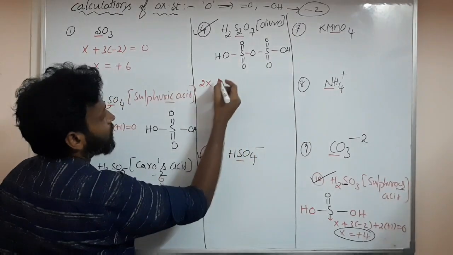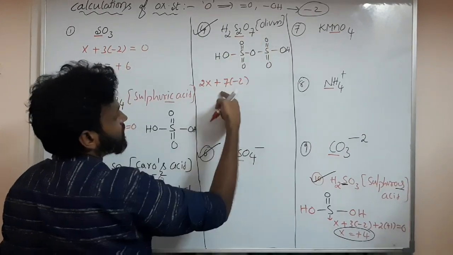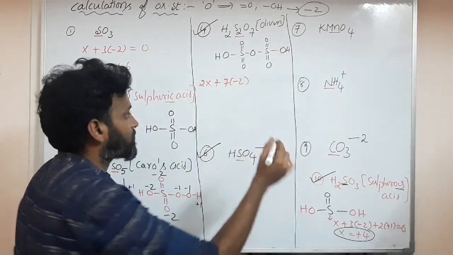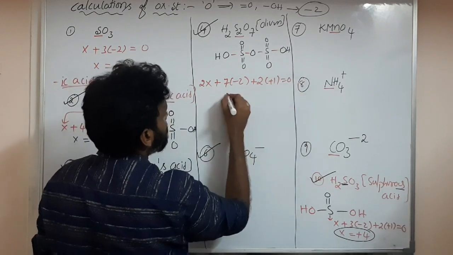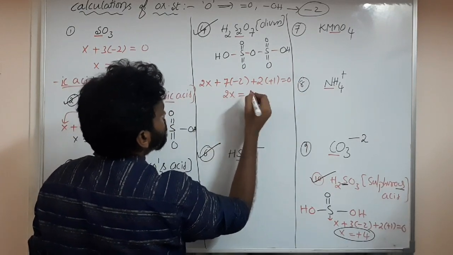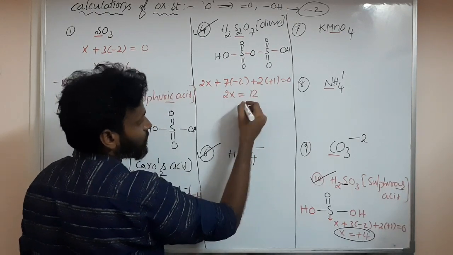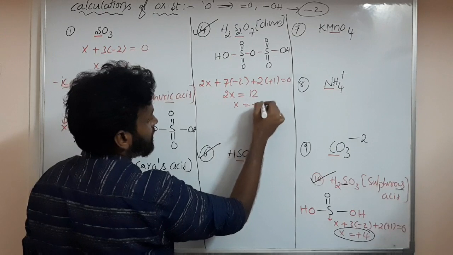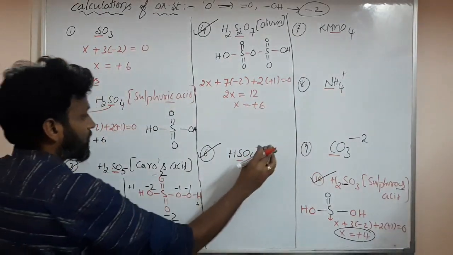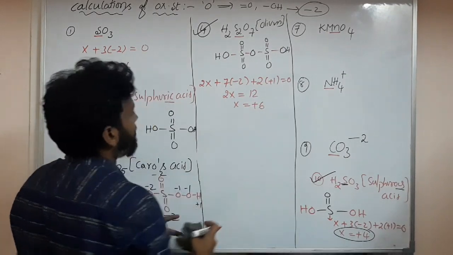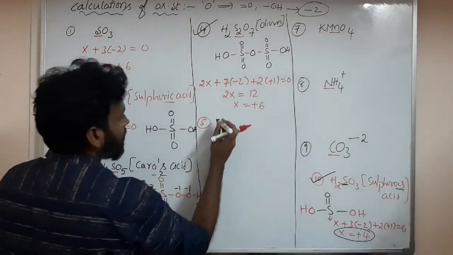Remember this one. So 2x plus 7 into -2 I can consider, because 7 oxygens. All 7 oxygens have -2 and 2 hydrogens are +1, equal to 0. Then 2x equals -14 plus 2, which means 12. Plus 12 I will have, and x equals +6. This is the oxidation state of H2S2O7. Next one is fifth. What did I say?